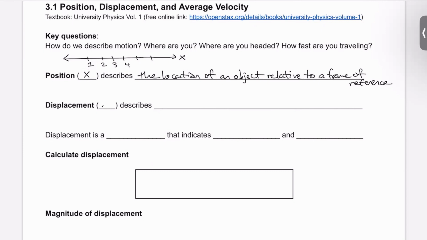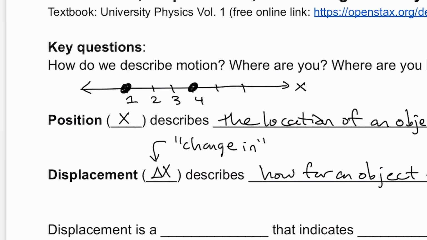Displacement is going to be the change in x. So this little triangle is the Greek letter delta, and it means change in. Conceptually, displacement represents how far an object traveled. In other words, if you have these 2 points where this is your starting point, x naught, and this is your final ending point, x final, you traveled this much, this arrow.